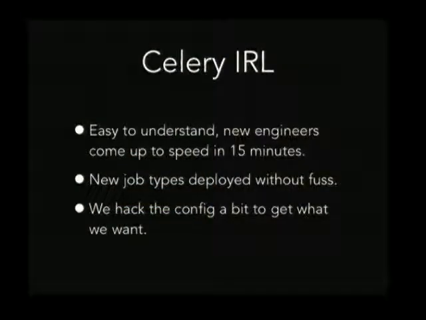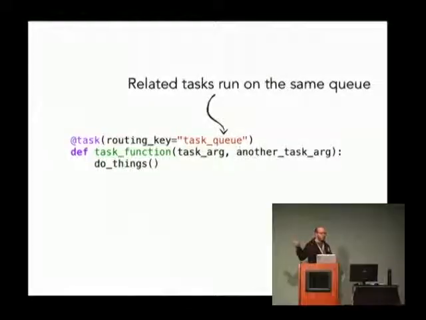One of the biggest motivations for switching to Celery was, dramatic pause, that we could bring new engineers up and running really quickly. That was one of the most important things. And I'll show you what it looks like. We can deploy new job types without a lot of work. And we have to do a little bit of config hacking to make this work for us. This is basically what a Celery job looks like.